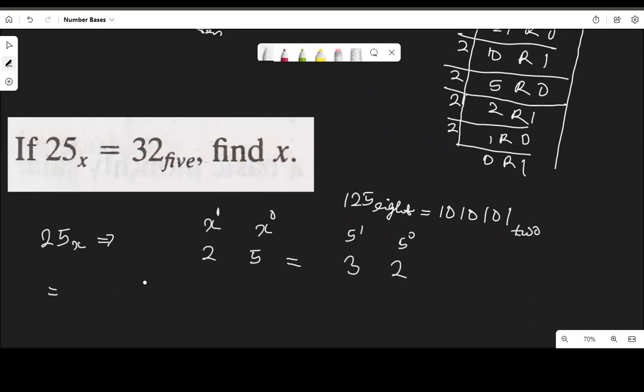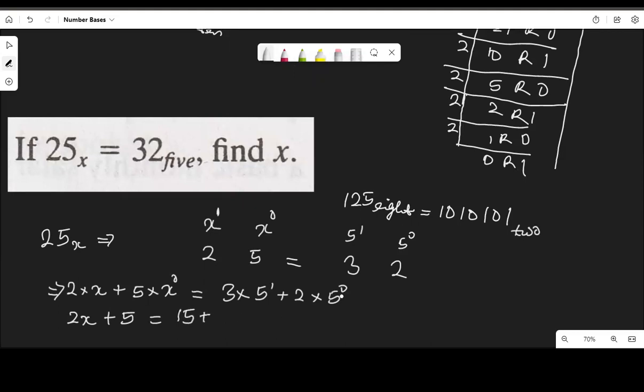Expressing each of the digits as a product of their place value, that will be 2 multiplied by x to the power of 1, which is 2x, plus 5 multiplied by x to the power of 0, equal to the right hand side, that is 3 multiplied by 5 to the power of 1, plus 2 multiplied by 5 to the power of 0. 2 times x is 2x, plus x to the power of 0 is 1, 1 times 5 is 5, equal to 5 to the power of 1 is 5, times 3 is 15, plus 5 to the power of 0 is 1, 1 times 2 is 2.